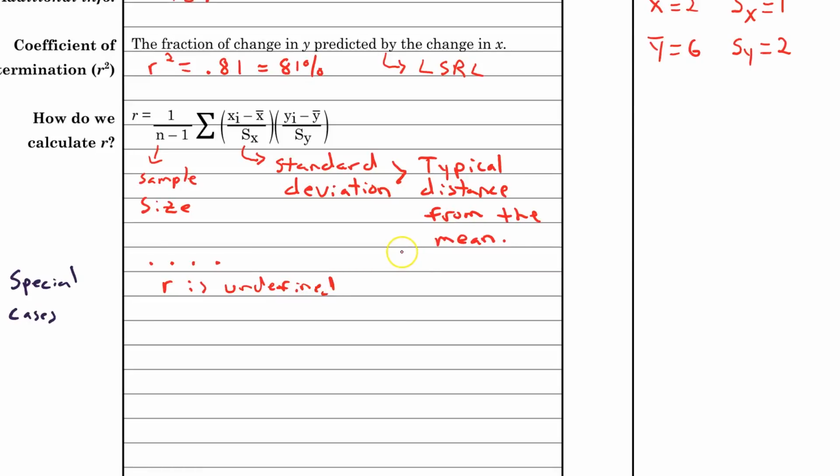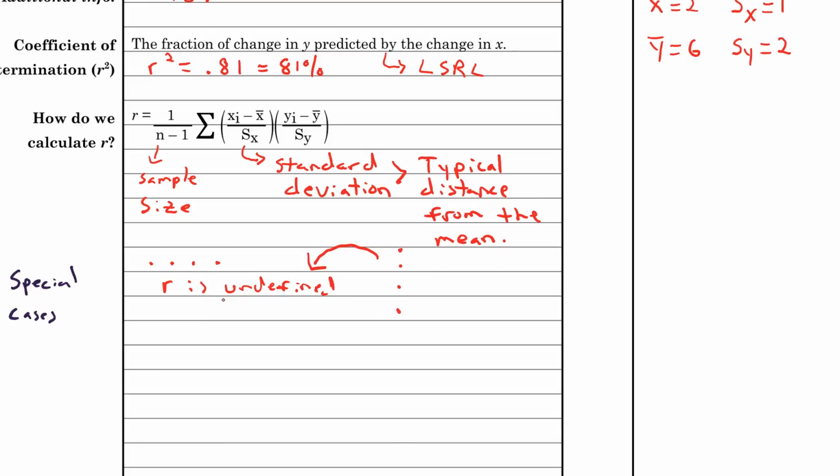Likewise, if you had strictly a vertical arrangement, we would have the same situation. R would also be undefined because in this case the standard deviation of the x values is going to be 0. That is, each one of these points would have exactly the same x value. Thus, standard deviation of x is 0. We're dividing by 0. R would again be undefined. If you have the strictly horizontal or strictly vertical arrangement, the correlation coefficient is undefined.